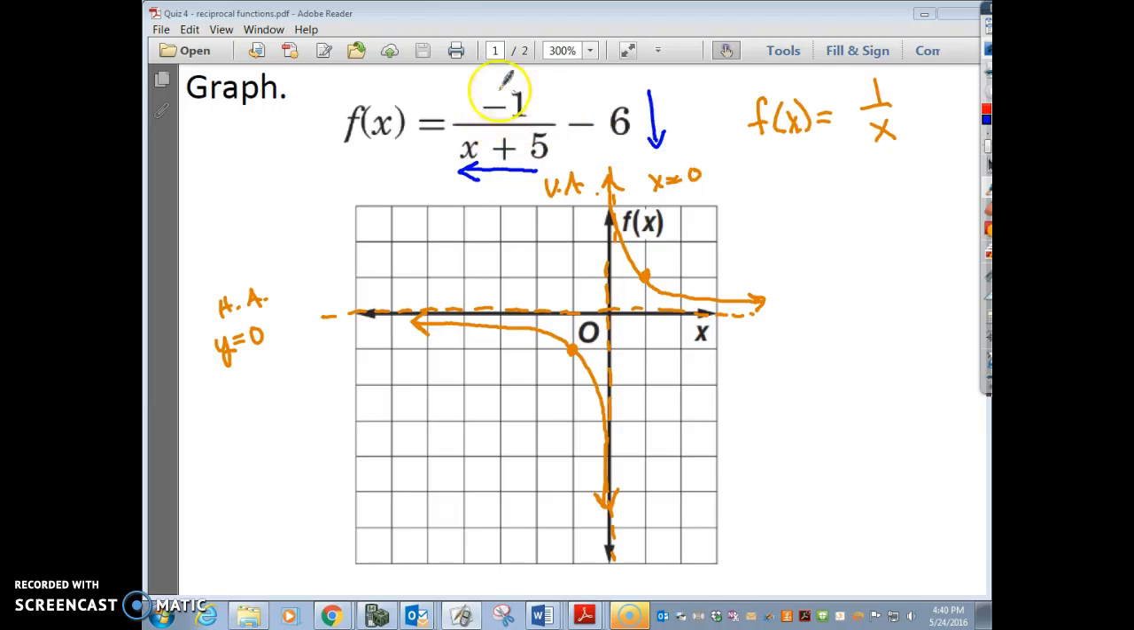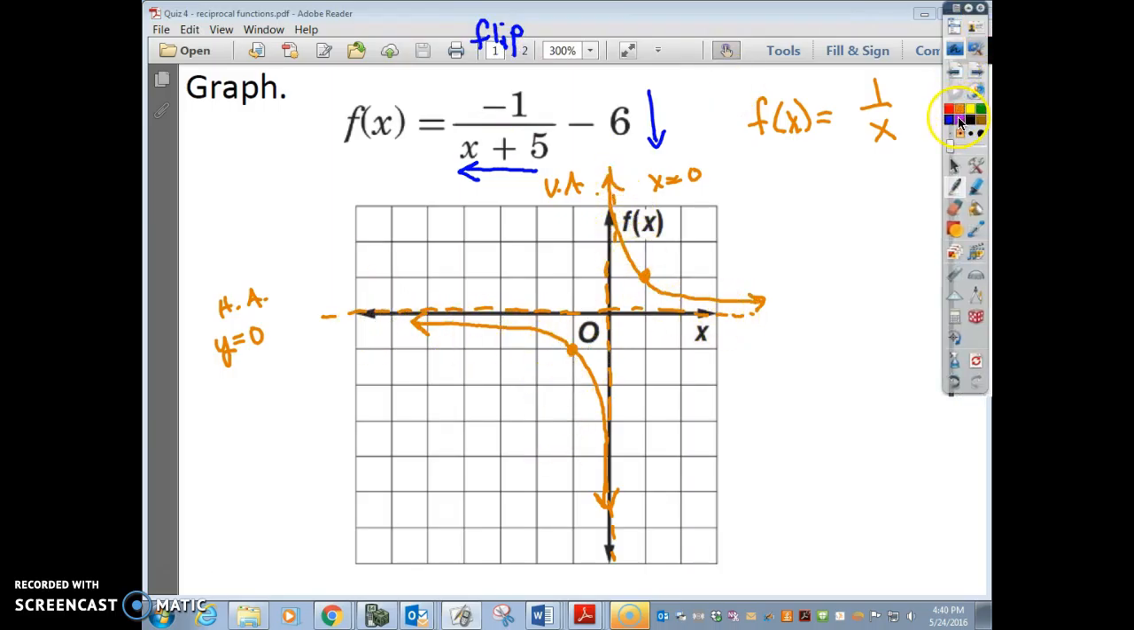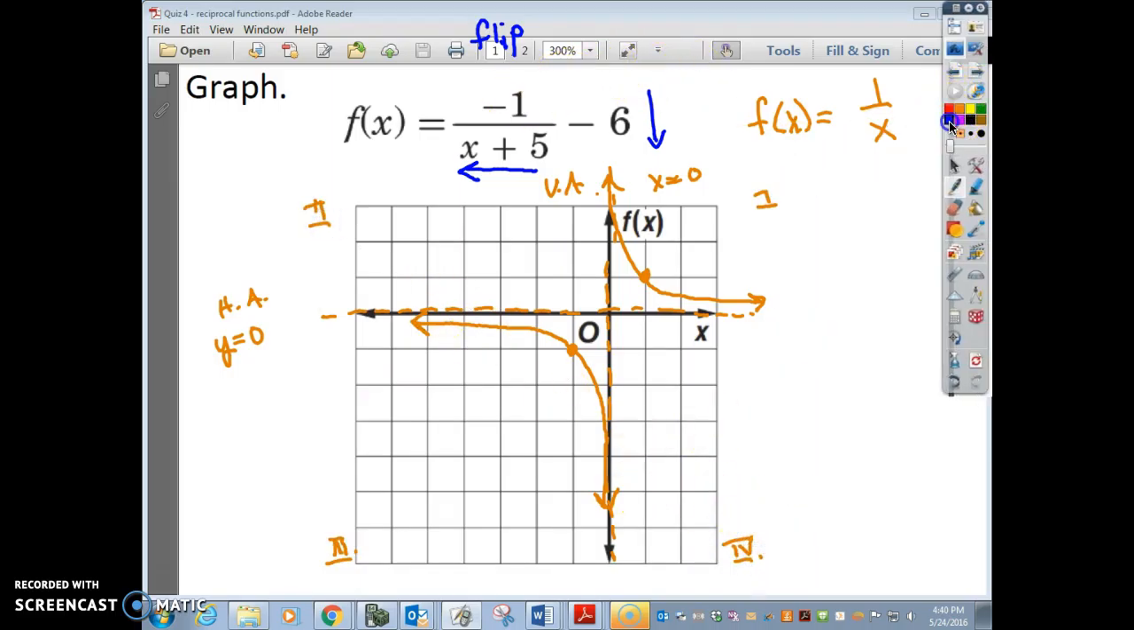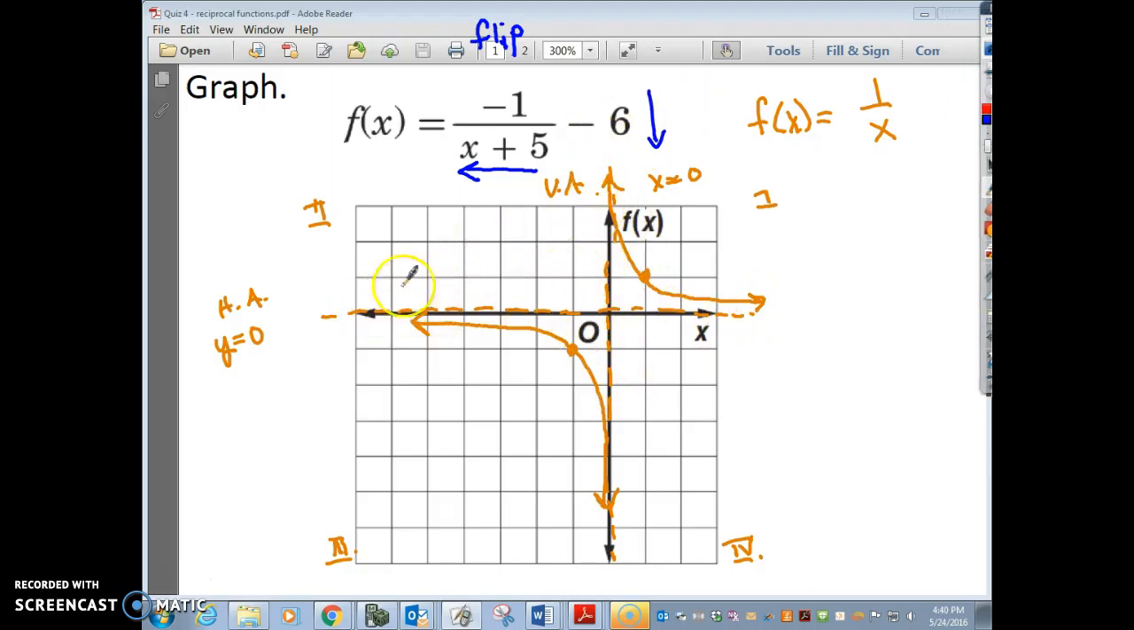This negative is going to flip it. What do I mean by flip? Right now, the parent function is in quadrant 1 and quadrant 3. This is quadrant 2 and this is quadrant 4. If it's negative, it's going to reflect over the x-axis, and it's going to reside in the second quadrant and the fourth quadrant.